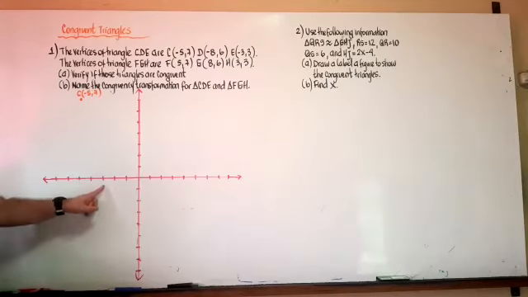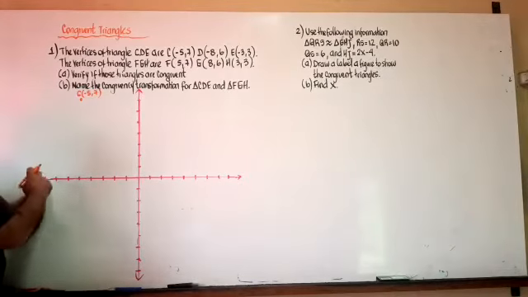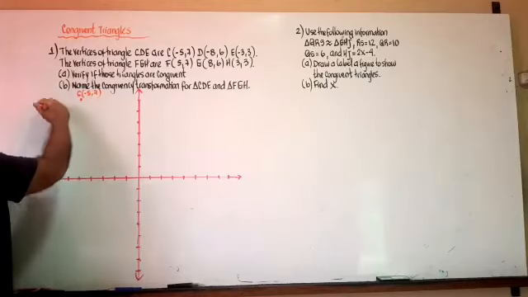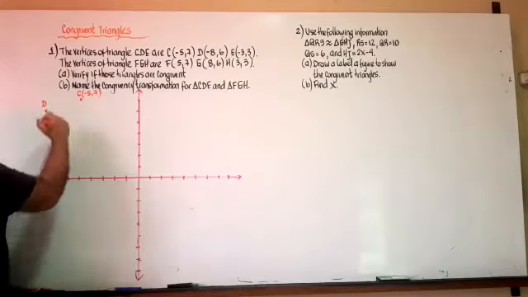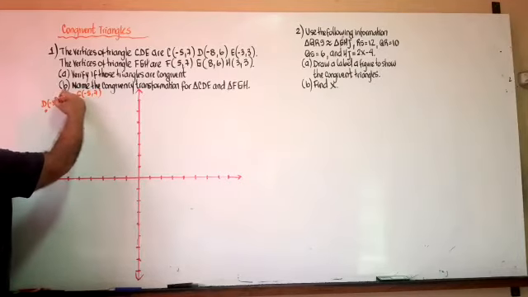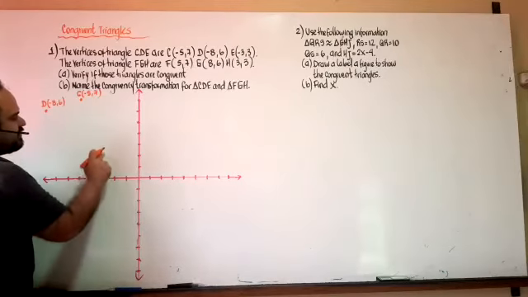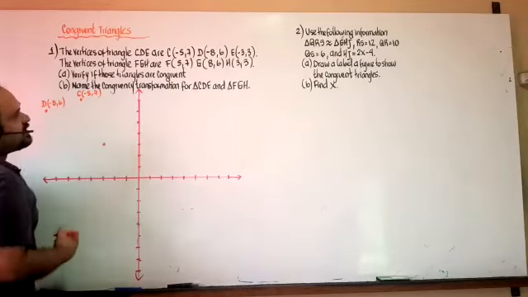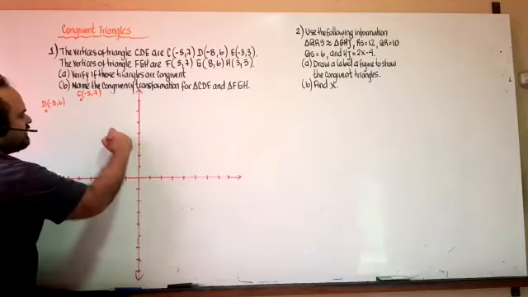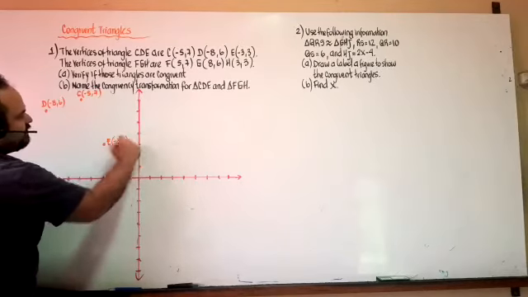The other one, -8 with 6. Okay, 1, 2, 3, 4, 5, 6, 7, 8, and then up 6. This is going to be the vertex D, (-8, 6). And finally, -3 with 3. This is going to be the vertex E, which is (-3, 3).